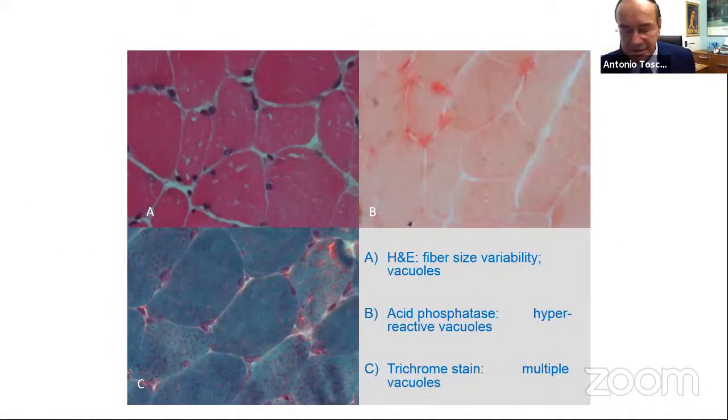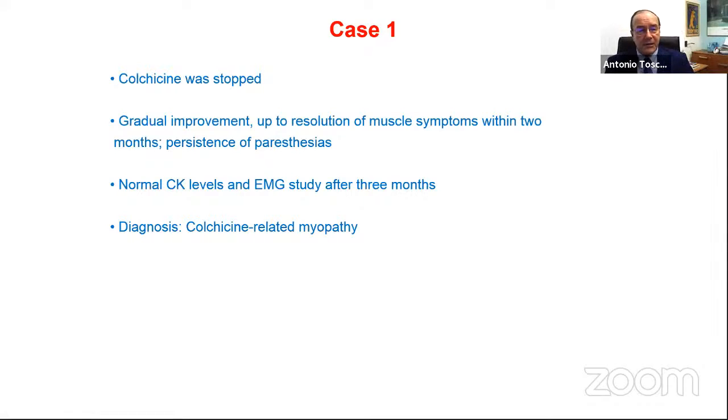Explaining the mixed symptomatology. And here, the muscle biopsy, you can see that either at hematoxylin eosin or at trichrome stain, there were evident vacuoles. And if you look at the acid phosphatase, these vacuoles were hyperreactive, as happens in lysosomal dysfunctions. Colchicine was stopped, and there was a gradual improvement of the muscle symptoms, but only paresthesia were left.